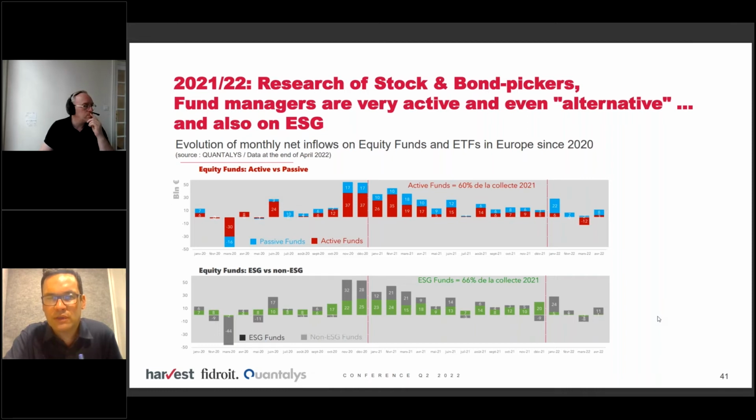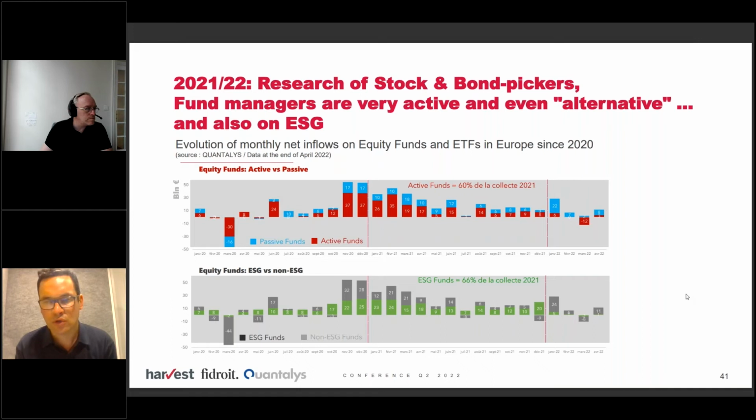Next slide, you will see the flows. So we split the equity inflows between active and passive, and you can see that last year it was clearly an active year for the active fund managers. This year is more a mixed situation, bittersweet, because you have a relatively nice situation for the ETFs. Investors are using ETFs in this situation, and it's more bittersweet for the active fund managers.